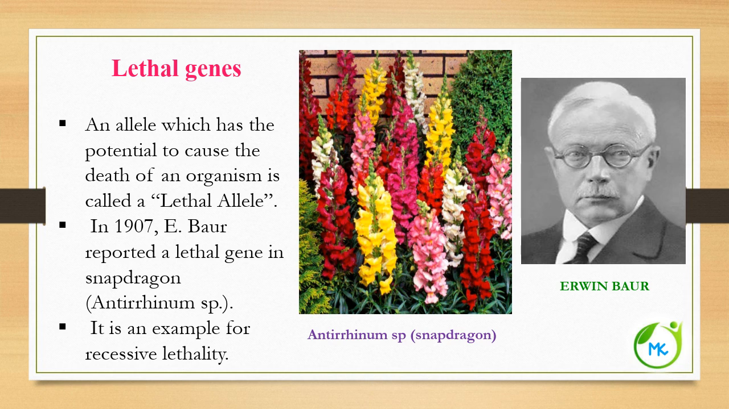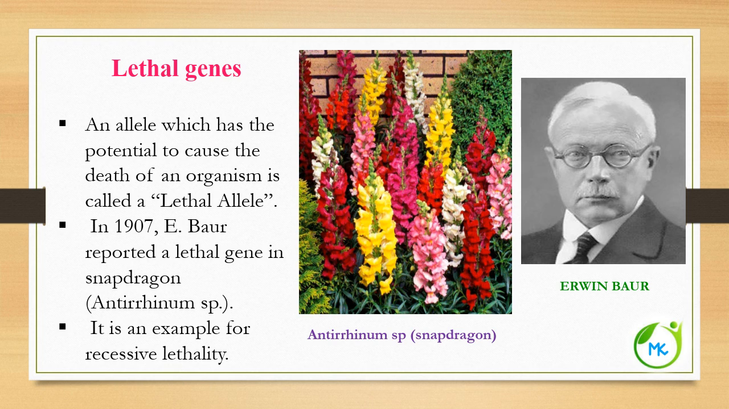The next intragenic gene interaction we are going to see is lethal alleles. So we have completed two different kinds. One is incomplete dominance, the second is codominance. We are going to see another type of intragenic gene interaction, which is lethal alleles. So lethal is nothing but it can lead to death. The term lethal refers to can cause death. An allele which has the potential to cause death of an organism is called lethal allele.